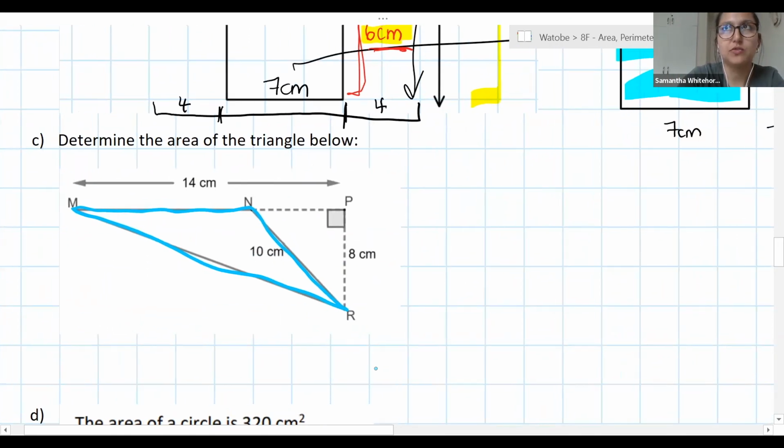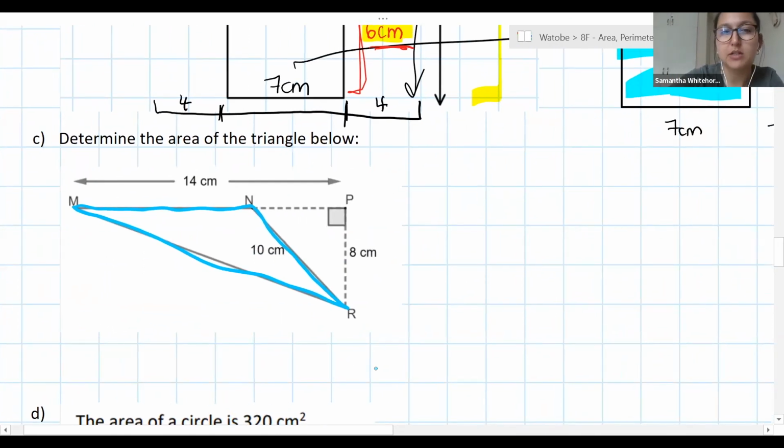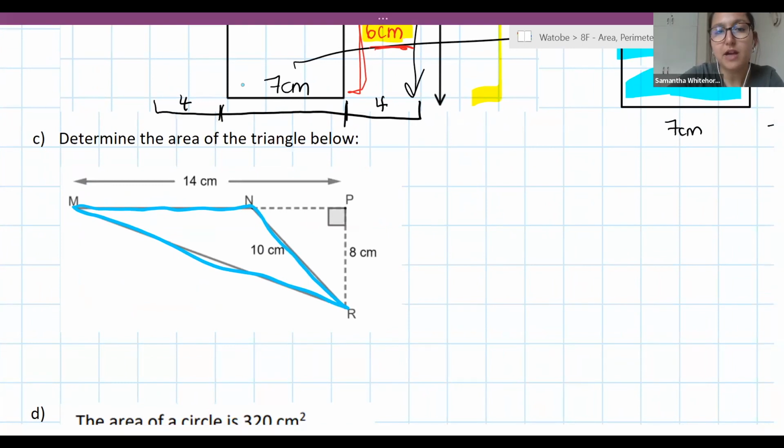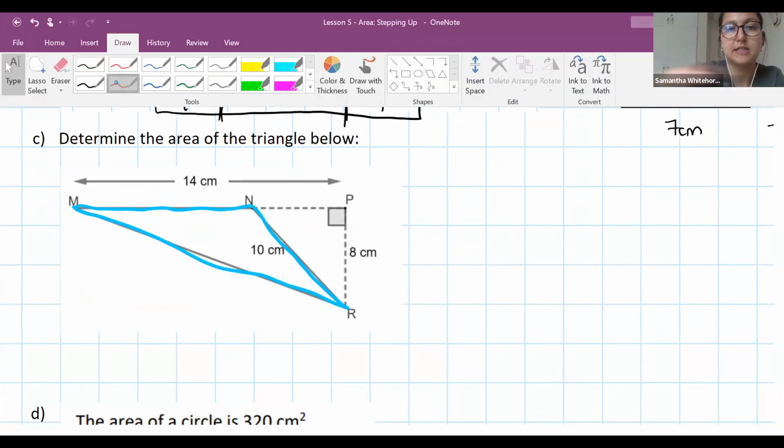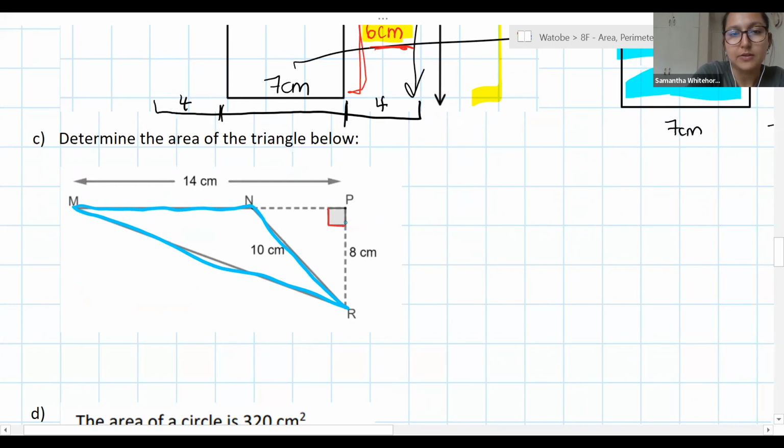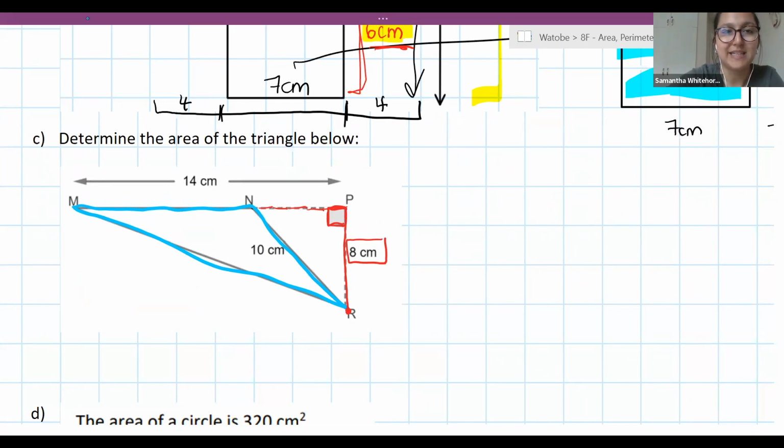Now, sometimes my triangle is in a different orientation that makes it a little bit harder to see, but they've helped us out here by giving us a right angle and telling me that the distance from my base to the top point, or the highest point of my triangle, is 8 centimeters. What they haven't given me is the base length of my triangle.